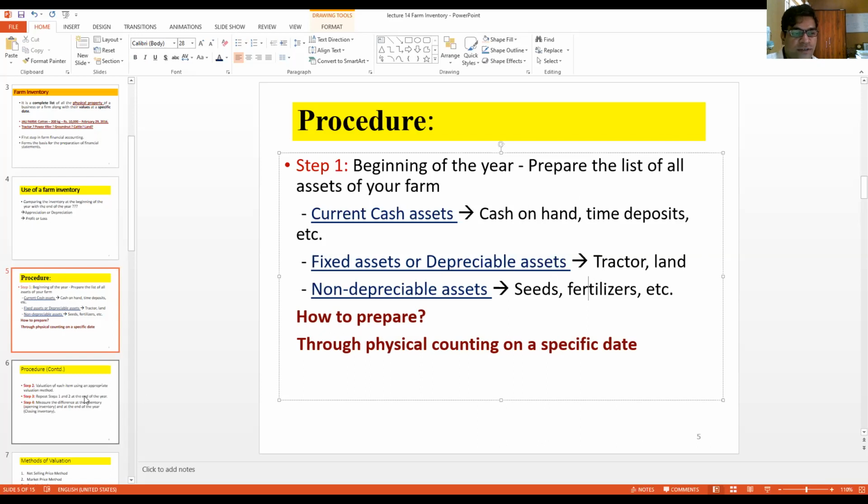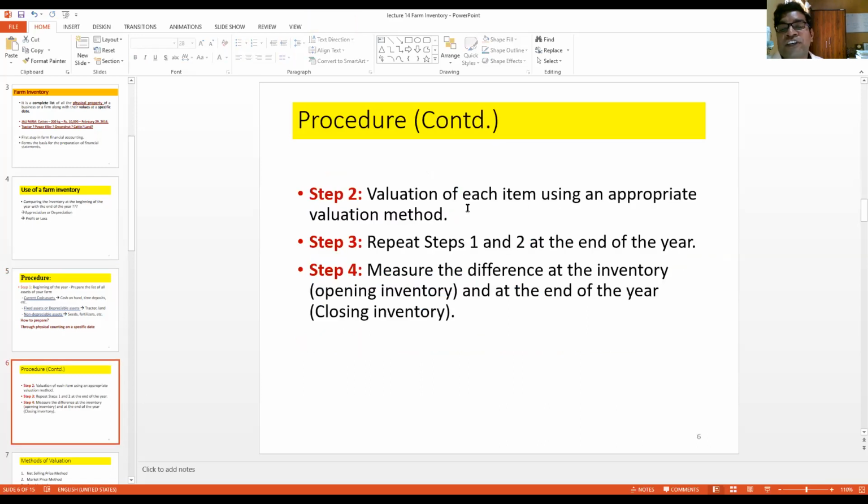So all those things. Second, valuation of each item using an appropriate valuation method. So once you know the physical quantity, the second step is valuation, right? For example, we have got cash on hand. We have the value already. We have got time deposits. We have the value. What about seed? What about fertilizers? How to value it? Whether we can use market price for the valuation of seed.